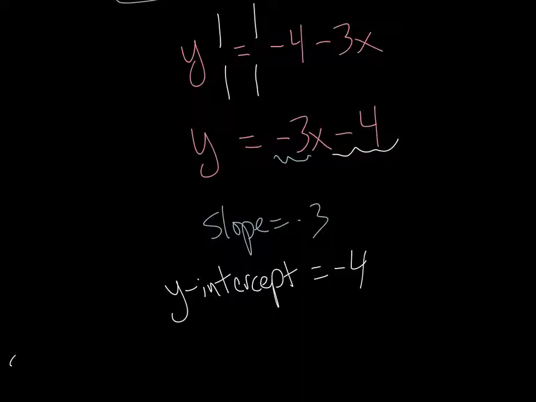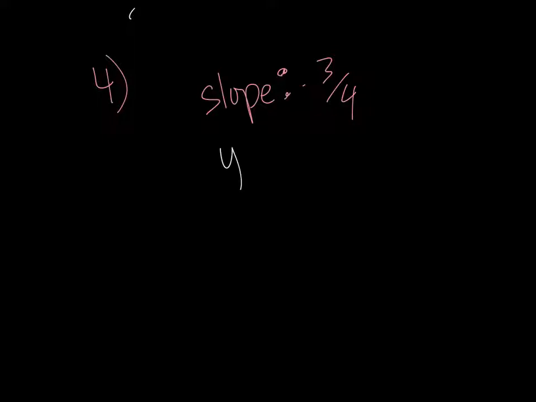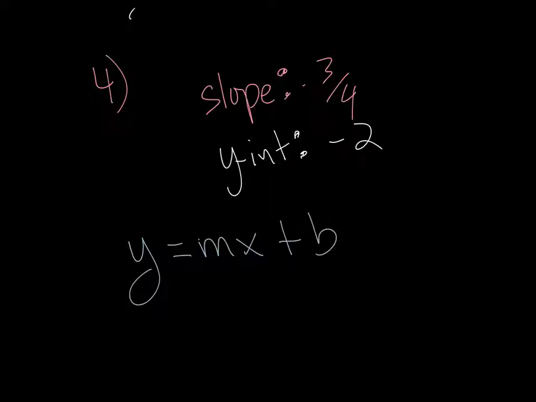Let's jump down to number 4. Number 4 now asks us to write an equation for a line when we are told the slope and the y-intercept. So this time they tell us the slope is negative 3/4, and they tell us the y-intercept, INT for short, is negative 2. So we just take this information and we write it in slope-intercept form. Remember, once again, slope-intercept form is y equals mx plus b. So all I have to do is replace my slope with the m.